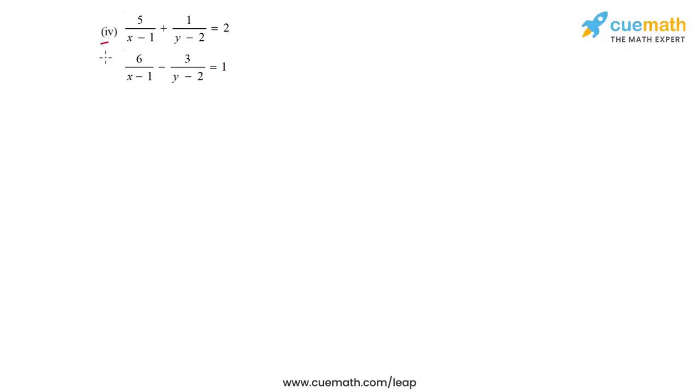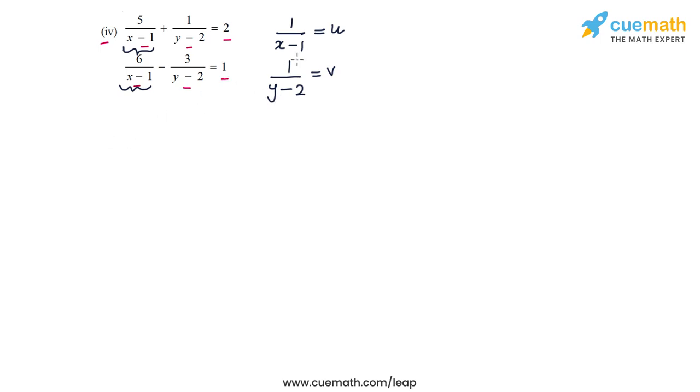In part 4, the two equations are 5 by (x minus 1) plus 1 by (y minus 2) is equal to 2, and 6 by (x minus 1) minus 3 by (y minus 2) is equal to 1. So how can we turn this set of equations into a pair of linear equations? The substitution that will work in this case is 1 by (x minus 1) is equal to some variable, let's say u, because that will turn both these terms into linear terms in u, and similarly 1 by (y minus 2) as some other variable v.